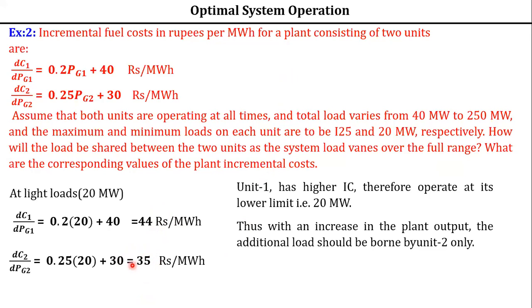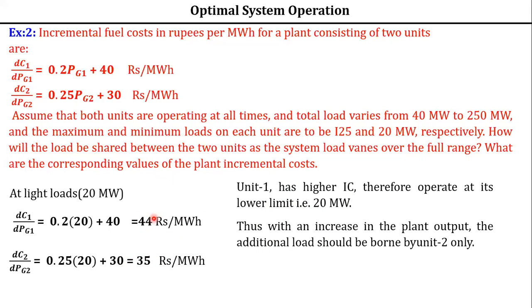Then why only unit 2 has to bear the load, isn't it? This is the question that we should keep in mind and proceed. Till this point, I think the concept is clear, isn't it? Unit 1 is not violated, but still the operating cost, that is the incremental fuel cost, is more. Therefore we will not operate this unit for any additional plant output. Any additional plant output will be borne by unit 2 only. But till which point? Till this cost becomes same as this one.